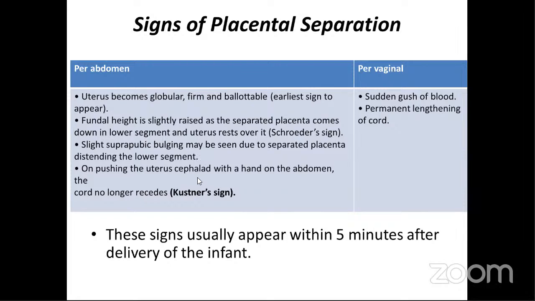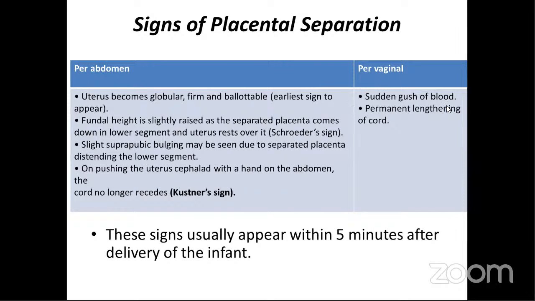On pushing the uterus cephalad, meaning upwards, with the hand on the abdomen, the cord no longer recedes. This is Kussner's sign. So normally what happens if the placenta is not yet separated, when you push the uterus upwards, so the fundus upwards, the uterus will pull up the cord as well, right? So you will see that the cord also goes up when it is still not separated. But if it is separated, then it will come and lie in such a position that even though you push the uterus upwards, it's not going to recede back, and there is no movement of the cord seen at the perineum. So this is called Kussner's sign. So these are the signs you observe on the abdomen.